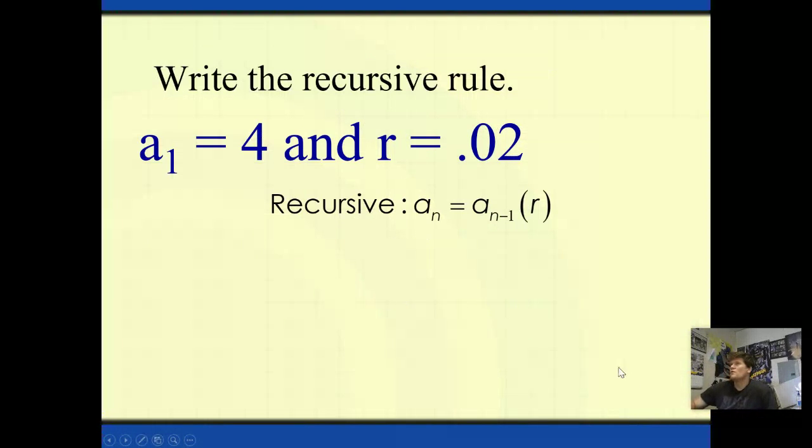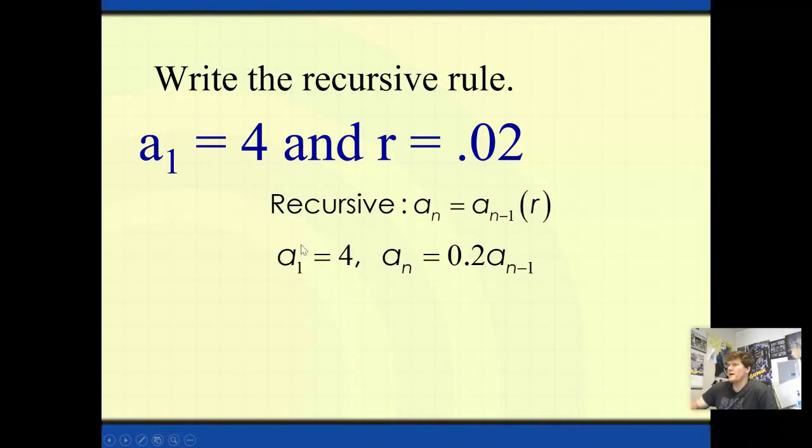Write the recursive rule. It tells you A1 equals 4, R equals 0.02. Weird decimal for the multiplier, but that's okay, because all we're doing is just plugging it in for our recursive rule. A1 is equal to 4. I have to state that as part of the rule. An equals 0.2 times An minus 1.